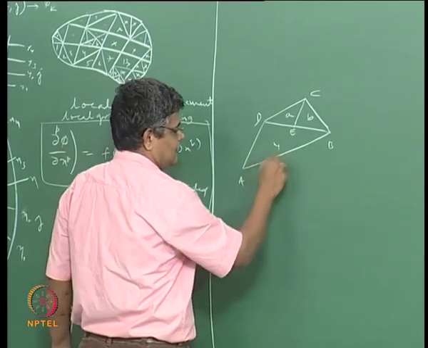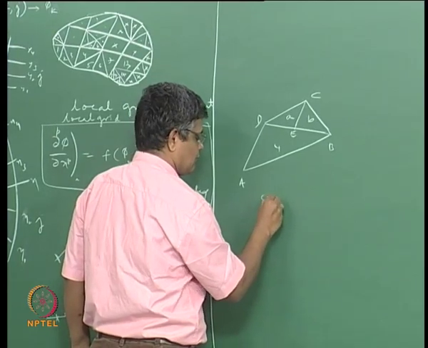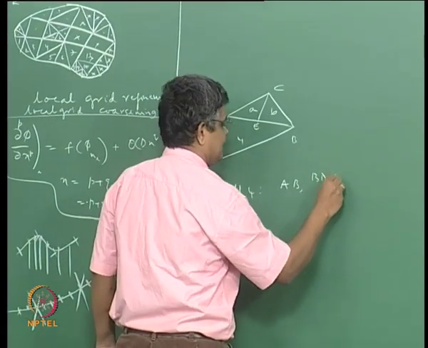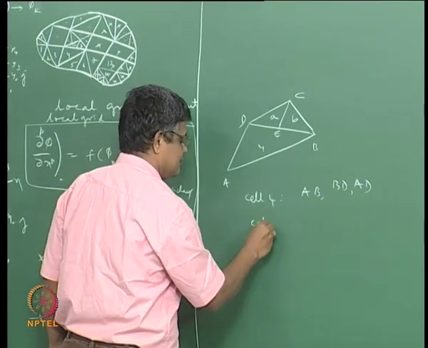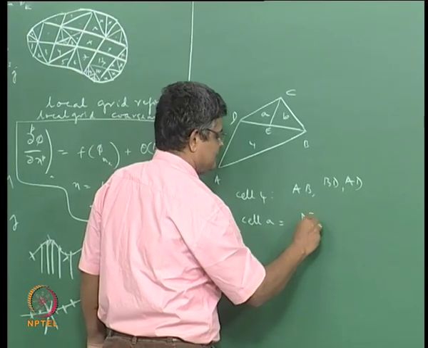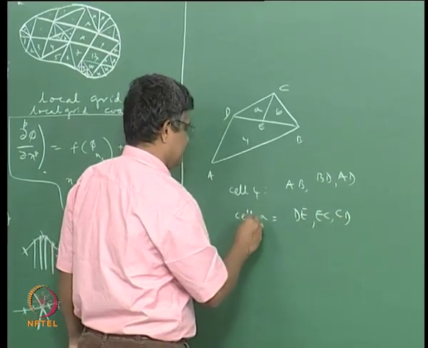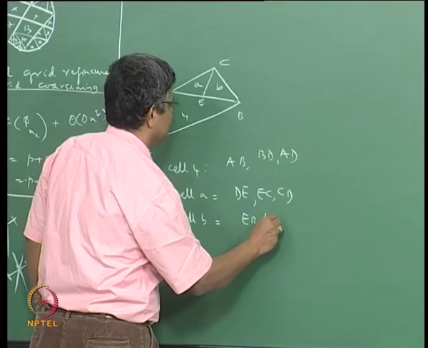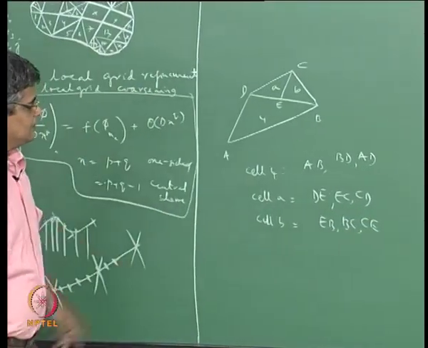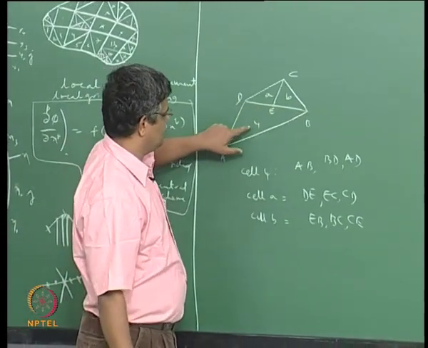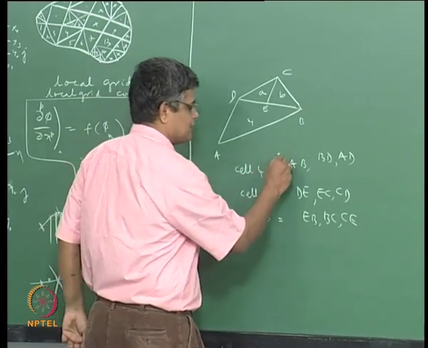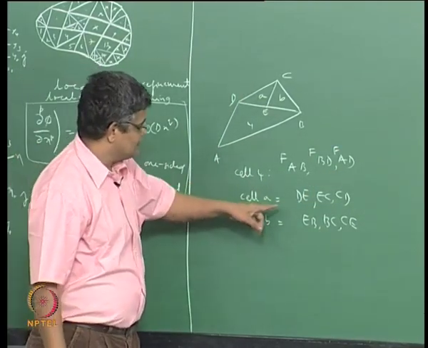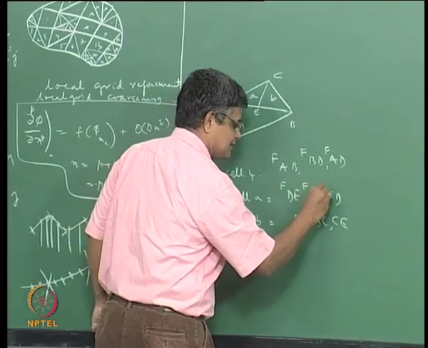and E. So the surfaces for cell 4 are AB, BD, and AD, and for cell A the surfaces are DE, EC, and CD, and for cell B it is EB, BC, and CE. So when we evaluate the fluxes for cell 4, you have a flux associated with AB, a flux associated with BD, and a flux associated with AD. And similarly, we have the flux components associated with each of these other cells.